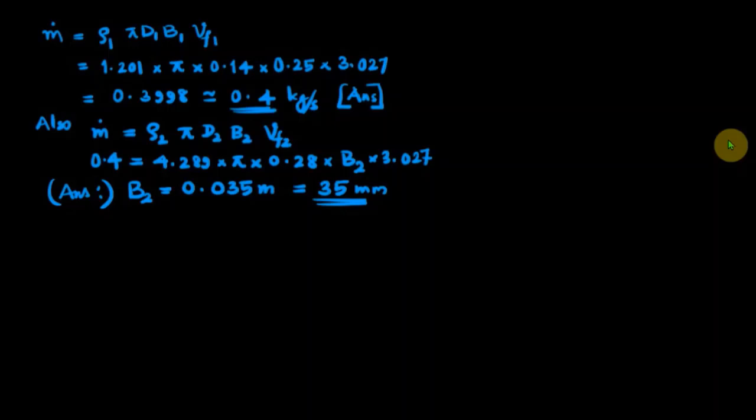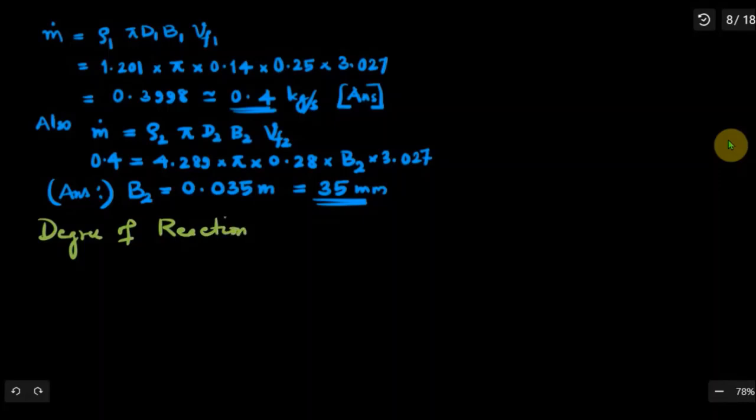Now we have to deal with a very important topic, that is degree of reaction. So now we will consider degree of reaction. In the case of turbines, we introduced this topic already, but let me repeat the concept. Degree of reaction is usually denoted by R. It's not the characteristic gas constant. This is degree of reaction. For a reaction turbine, the degree of reaction is greater than 0. For an impulse machine, the degree of reaction will be 0 theoretically.